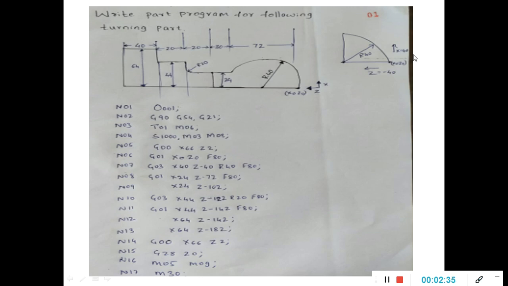Got the point? Before starting the program, it is very necessary to tell about the coordinates used in drilling and milling. In drilling and milling, all x, y, z coordinates are used. X is horizontal, y is vertical, and z is the depth of cut. But in the turning operation, only two coordinates are used: x and z. X is the upward motion, that is vertical, and z is horizontal, right? Z is horizontal.